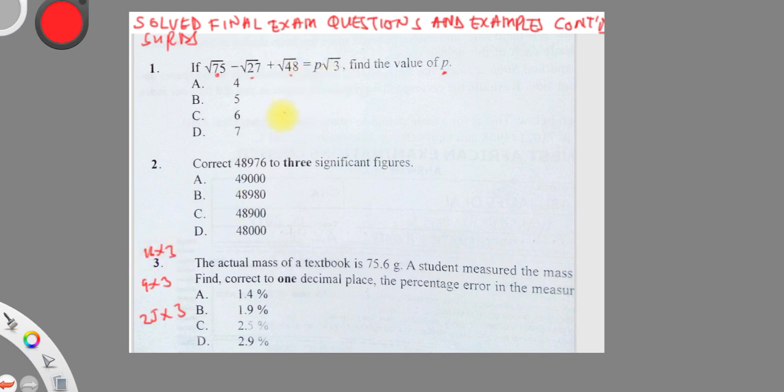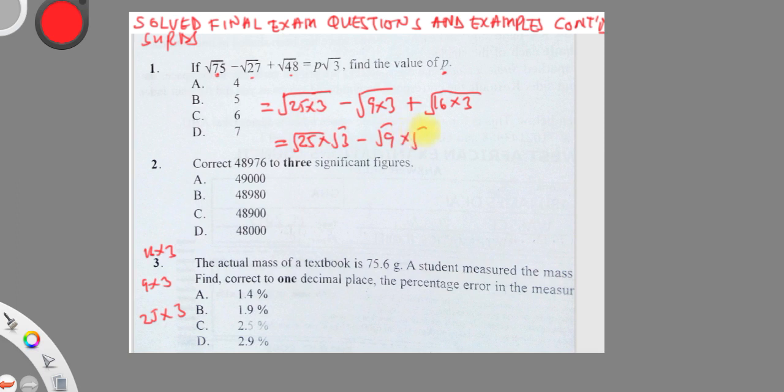So this is equal to square root of 25 times 3, and then minus square root of 27, which is 9 times 3, and then plus square root of 48, which is 16 times 3. We can separate. So this is the same as square root of 25 times square root of 3, then minus square root of 9 times square root of 3, then plus square root of 16 times square root of 3.